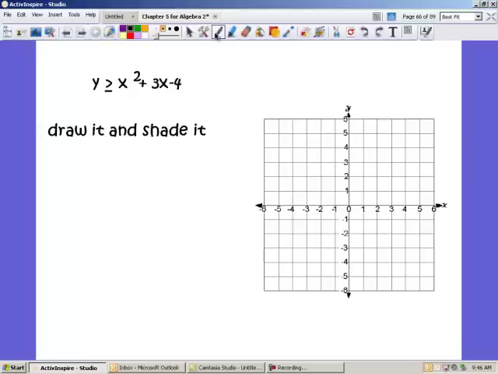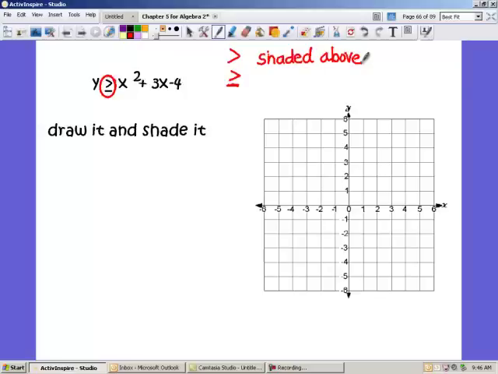Right here, you'll notice this is the inequality. Okay, so in algebra, we learned that anything pointing in this direction is a greater than or equal to. And these are all going to be shaded above the graph.